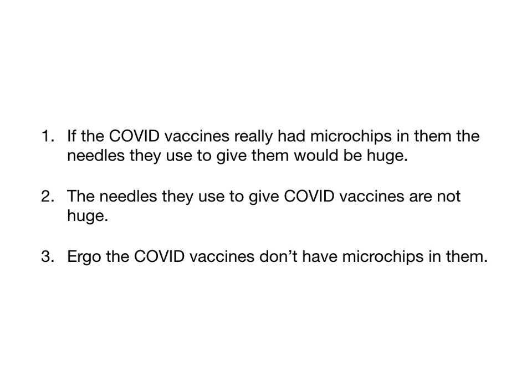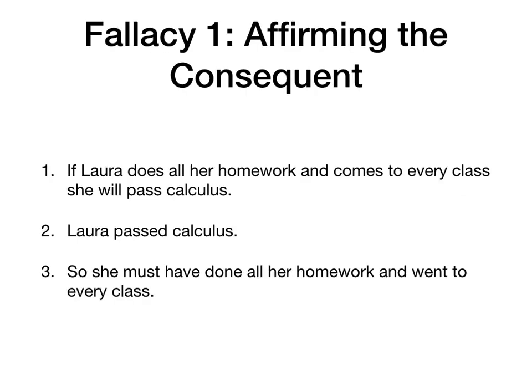I want to talk about 2 fallacies involving the conditional: affirming the consequent and denying the antecedent. Well, here's affirming the consequent. If Laura does all her homework and comes to every class, she will pass calculus. Laura passed calculus, so she must have done her homework and gone to every class.